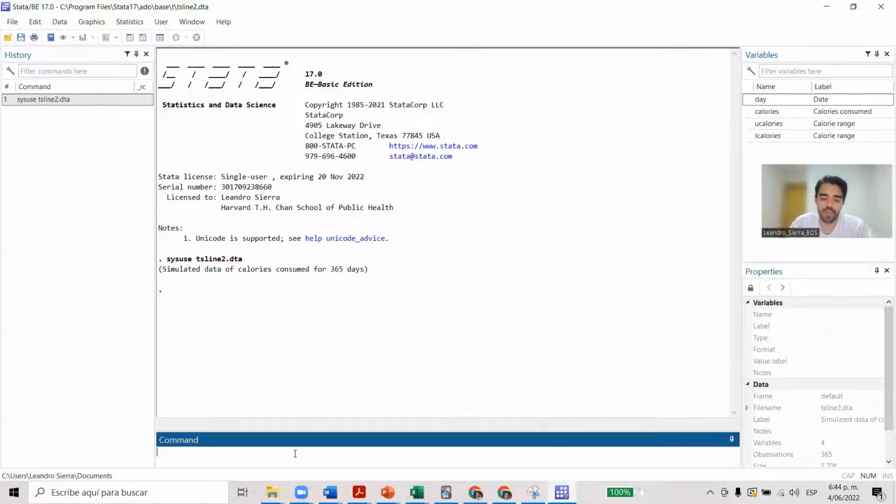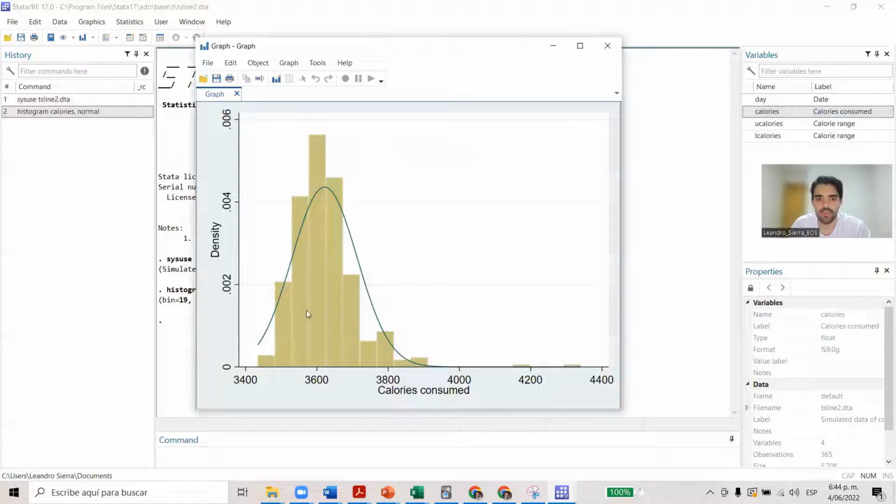First of all, we have to do a histogram. We use calories as the variable, then a comma, and we write normal. Here we can see the histogram of the data set, and if I look at this, I would say that this data is not normally distributed because there is a little positive skewness to the right. Those are my thoughts, but I'm not a statistician. So maybe you do a histogram and you still have doubts whether this data is normally distributed.